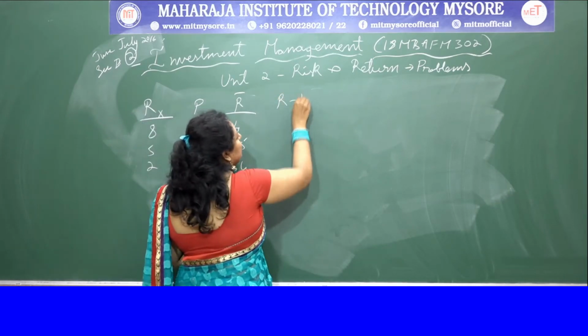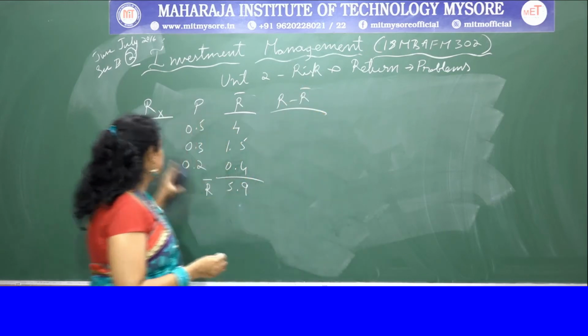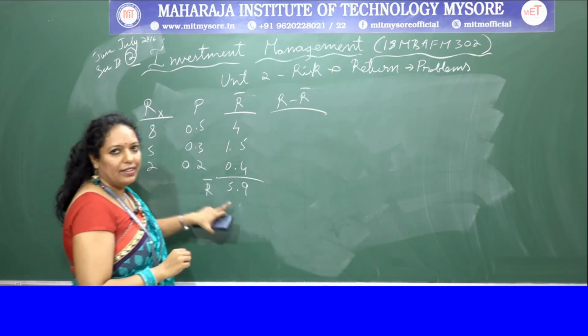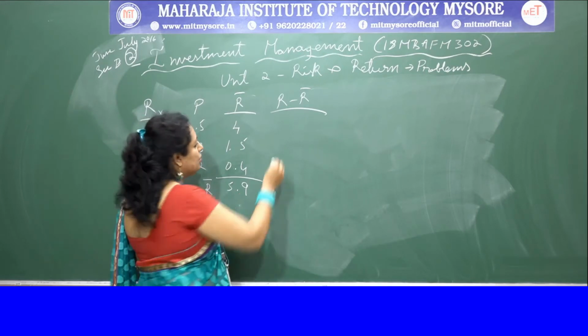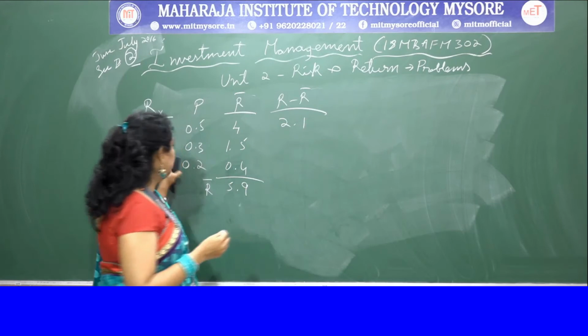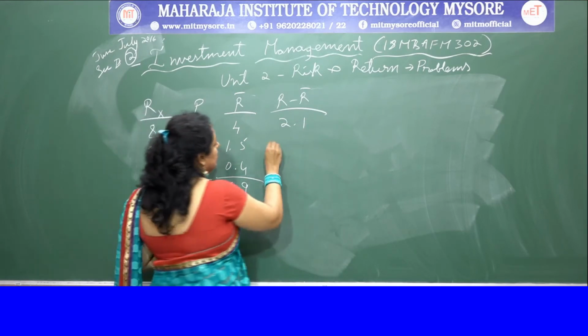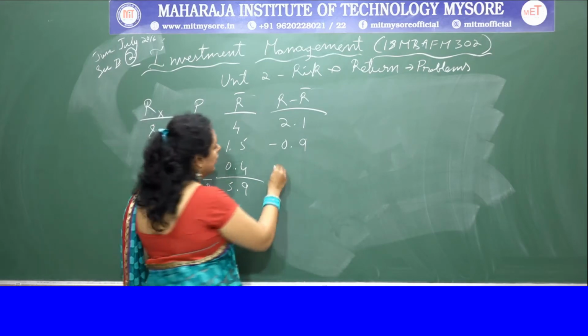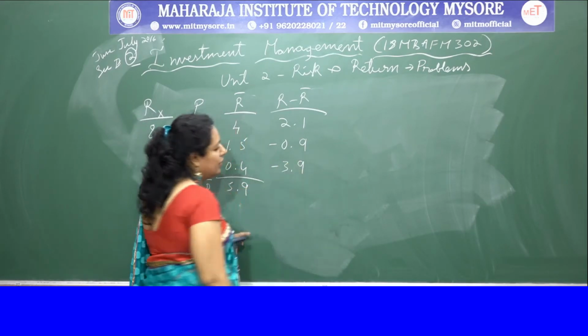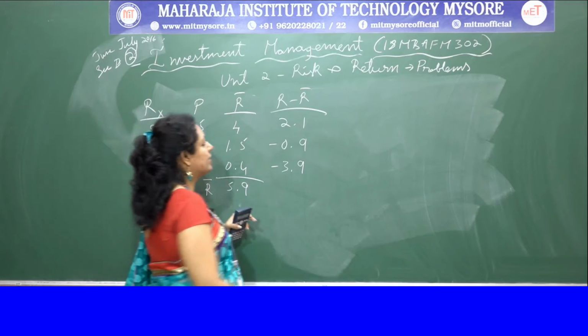Then in the same way, you have to do R minus R bar. As I said, 8 is R, then R bar. 8 minus 5.9, so it is 2.1. Then 5 minus 5.9, it is minus 0.9. Then 2 minus 5.9, it is minus 3.9. So this is R minus R bar.